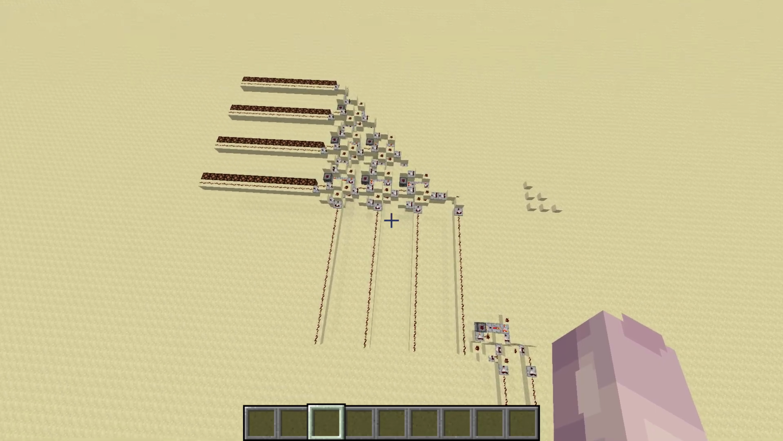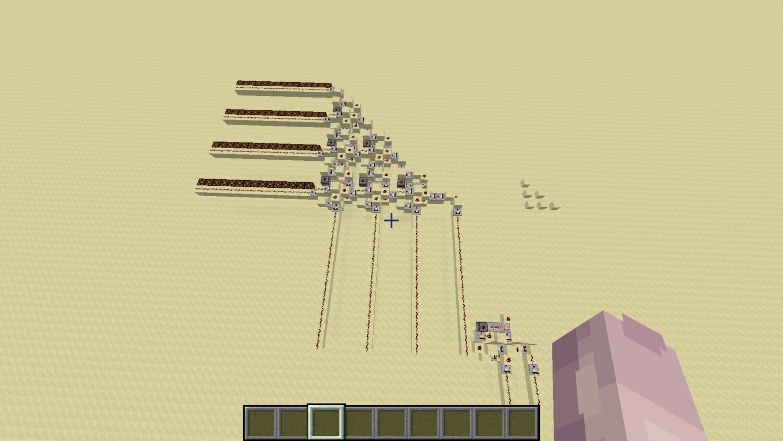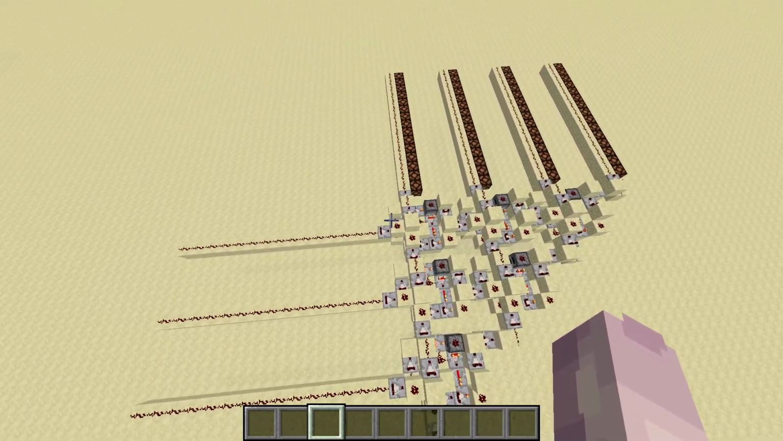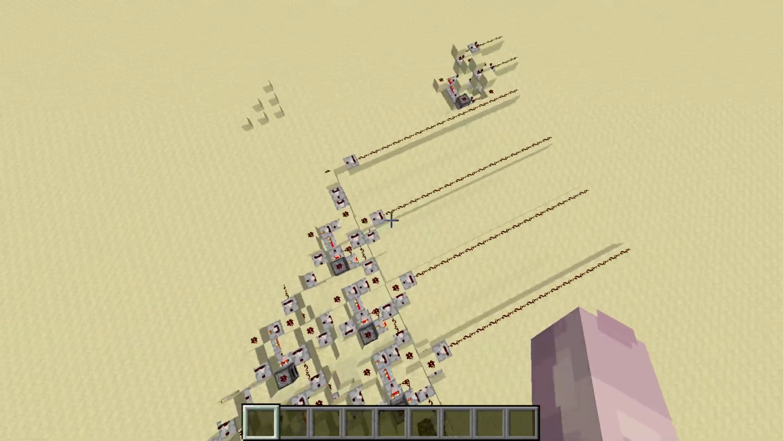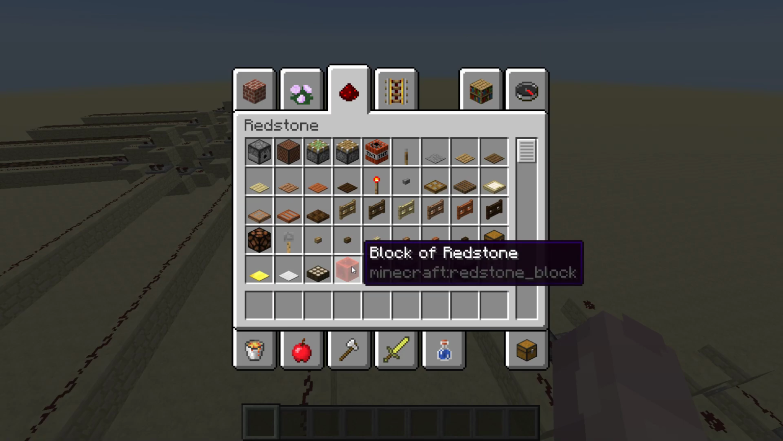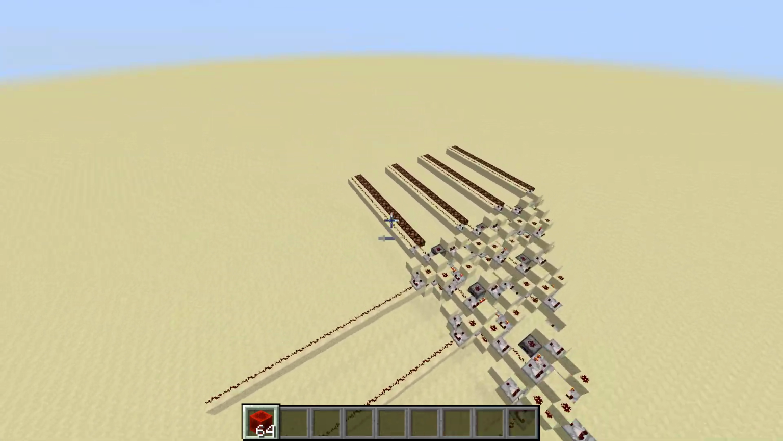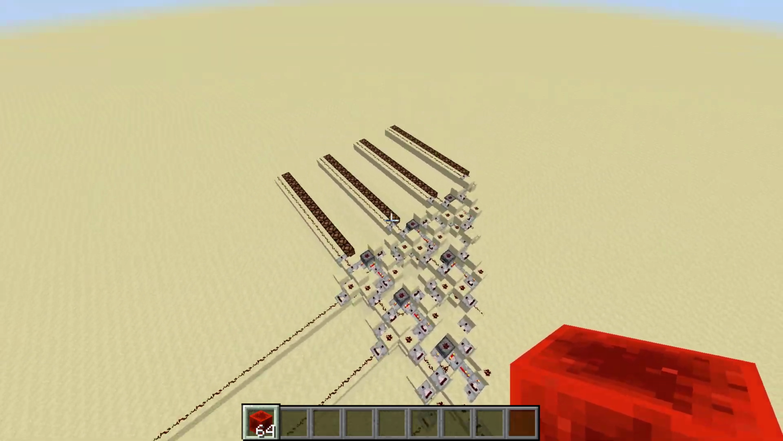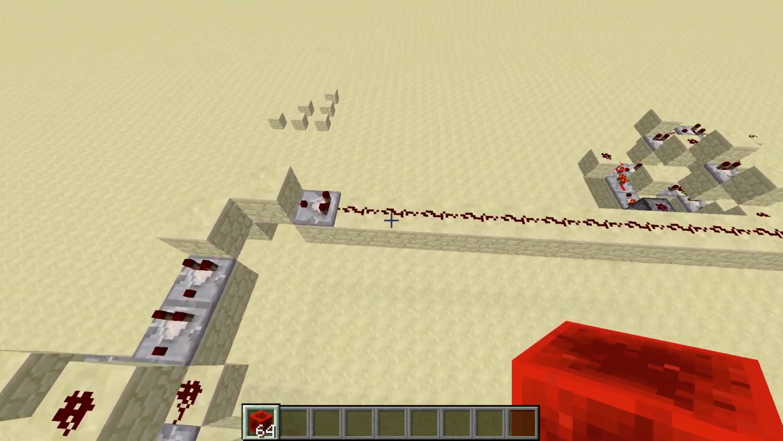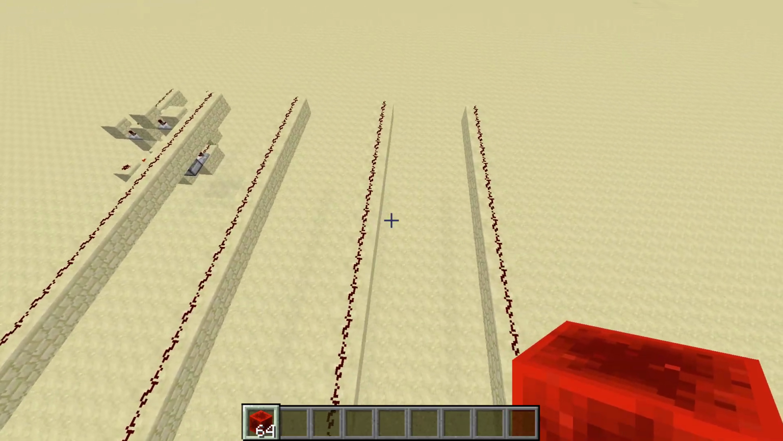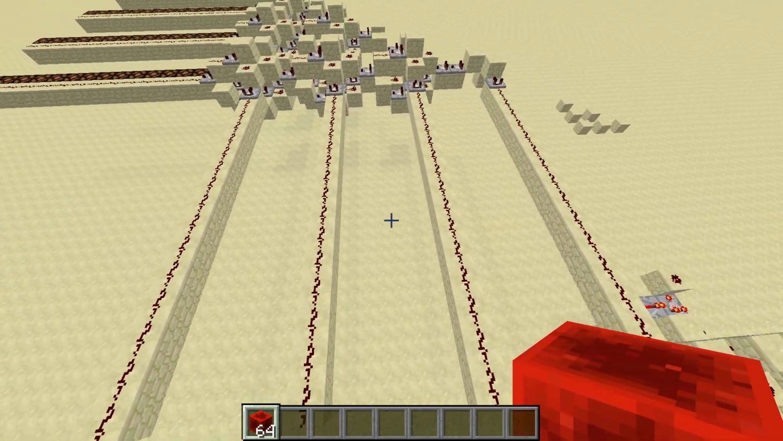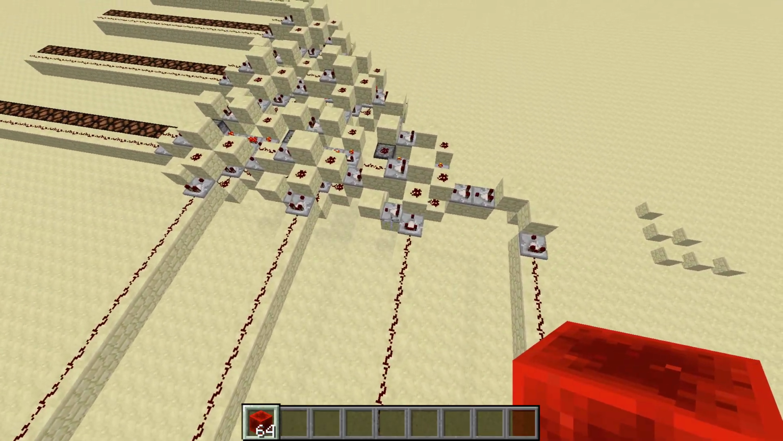Today I have a showcase video for a device I have come up with, which is a selection sort algorithm, which sorts inputs based on signal strength. It will sort from highest to lowest, or whatever you configure it to do. Basically, the inputs will get sorted regardless of what input goes where.